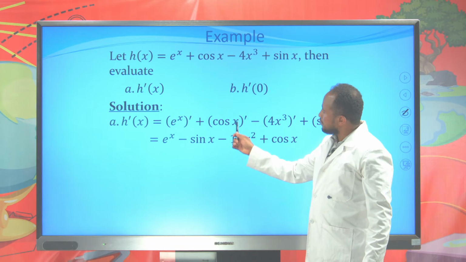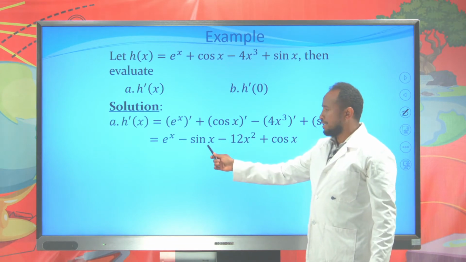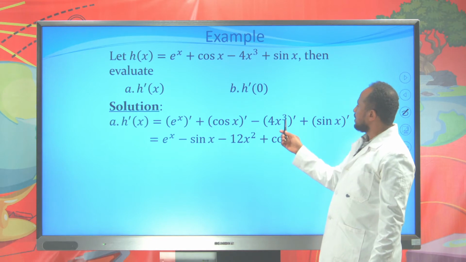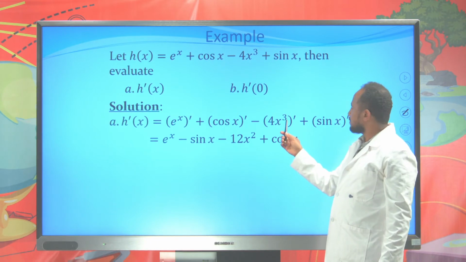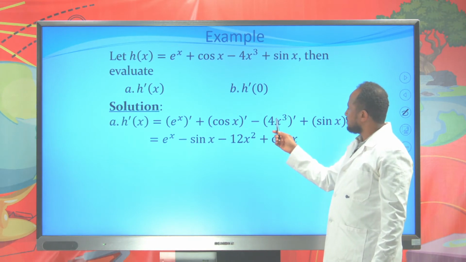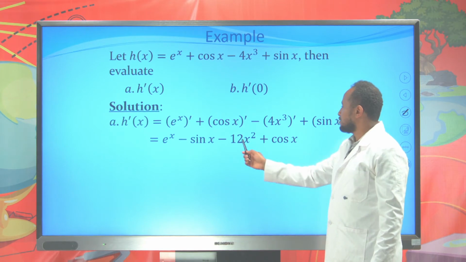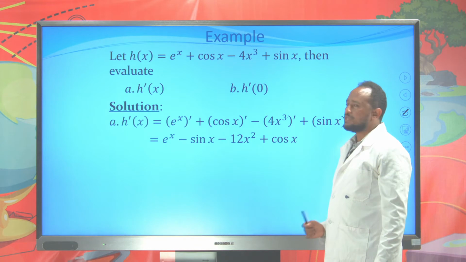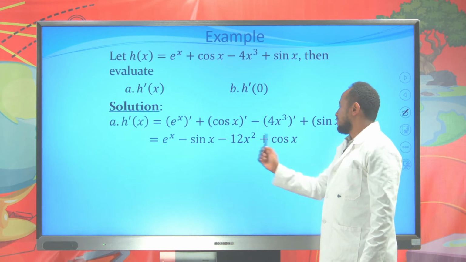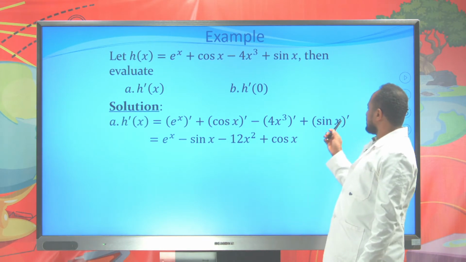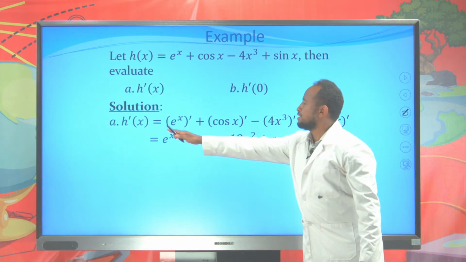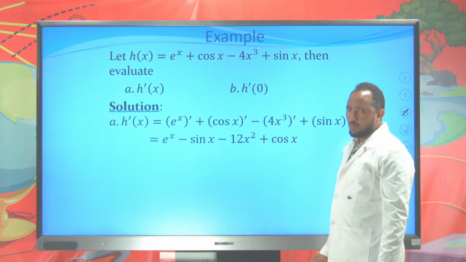The derivative of cosine of x is minus sin x. Minus the derivative of 4x cubed: you just take 3 times 4, it is 12, and this is x squared. So the derivative of this expression is minus 12x squared, plus the derivative of sin x, which is cos x. So h derivative of x is equal to this one.